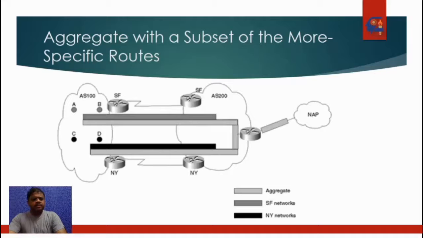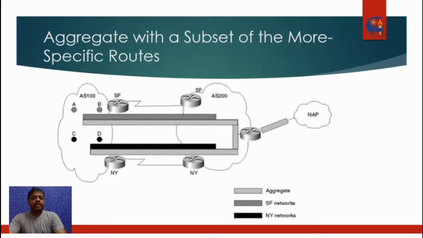Initially, on the SF link, advertise the aggregate and the SF networks only, and on the New York link, the NY link, advertise the aggregate and the NY networks only. In this case, autonomous system 200 can only reach SF networks via the SF link and the NY networks via the NY link. Networks in other locations could be sent on both the links or either link.